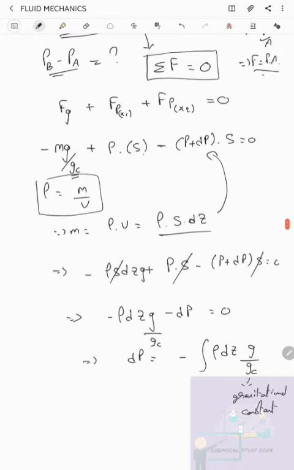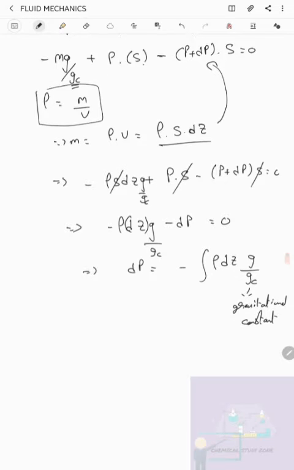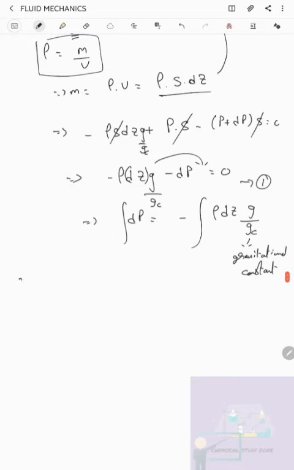After substituting all these values and cancelling gc and the area, we are left with minus rho into dz into g by gc minus dP equals 0. Now I will take this value to the other side, so we have dP equals minus rho dz into g by gc. Now I am going to integrate it on both sides. Let us keep this as equation 1. Now we generally have two types of fluids.